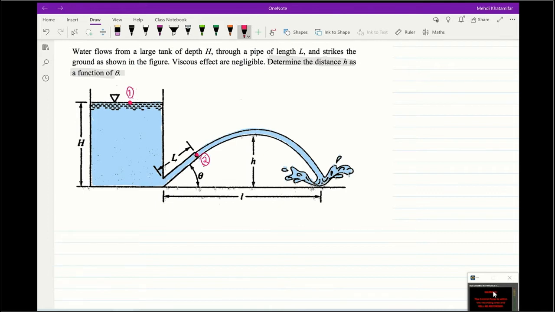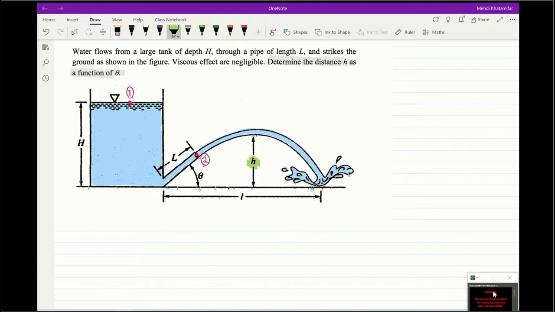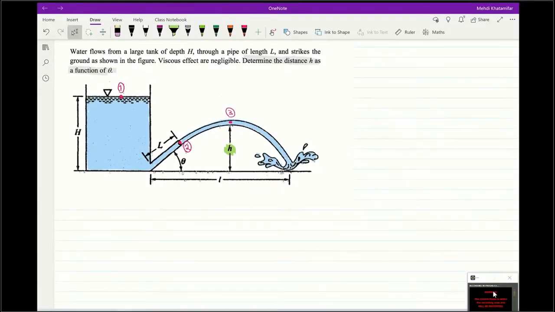What else? I need to include one more point to have this h in my Bernoulli equation calculation. Because the question says find that h, the question forces me to use this point as my third Bernoulli equation point. So very good. Now I can start writing.